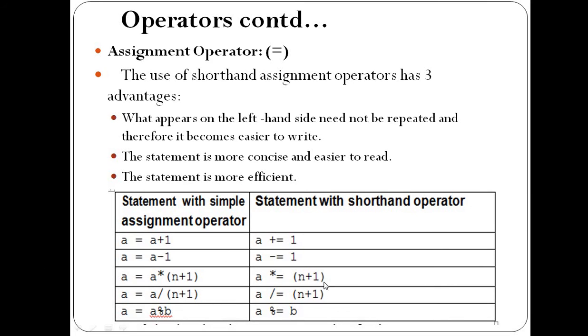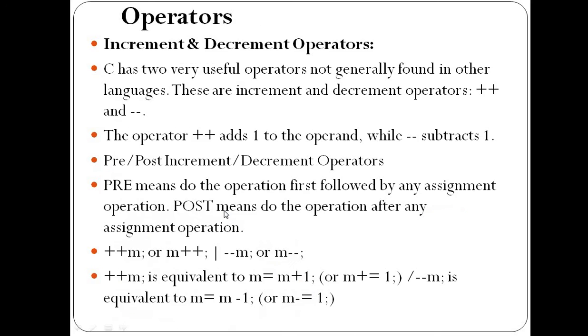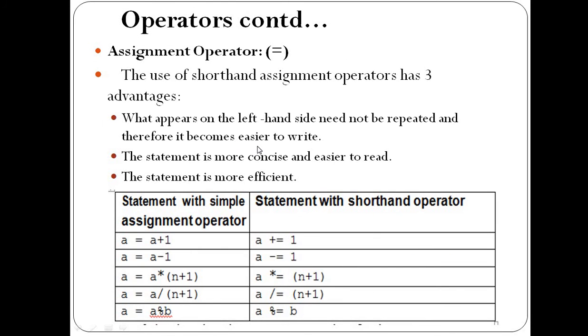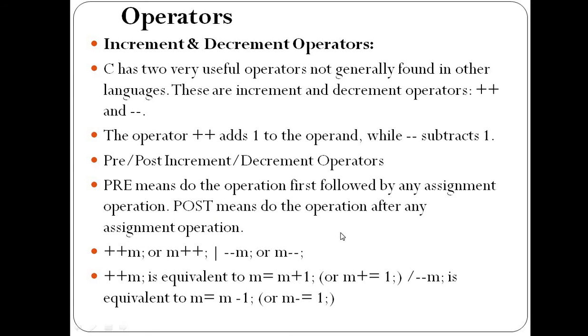Okay, so these three are the basic advantages of shorthand assignment operators used in C language. So I am repeating the same example here. Okay, understood assignment operator. It's basically used for two purposes. First one, assign the value of a variable, and second, assign the value of an expression. And we can use the assignment operator as a shorthand operator. That is nothing but we can avoid rewriting the code on the left hand side, and it will be very efficient, easy to write the code, and also easy to read.